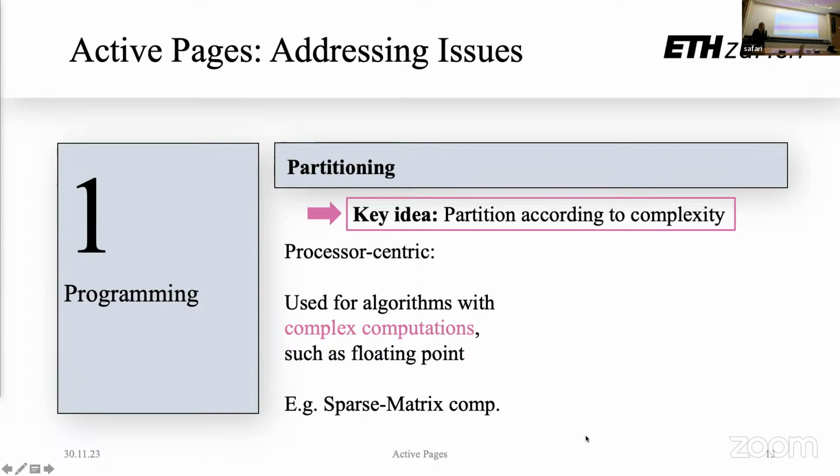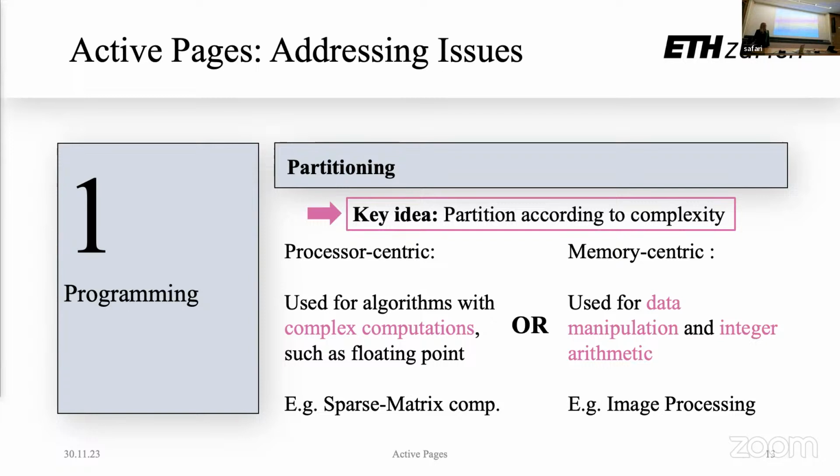For example, if we know we have a lot of complex computations which only the processor can handle, we emphasize the utilization of the processor and use active pages only to provide enough useful data to the processor. On the other hand, if we know that an algorithm uses mostly integer arithmetic and data manipulations, we know it can be computed almost entirely within active pages. Consequently, we aim to optimize this by using as many active pages as possible and increasing the parallelism.